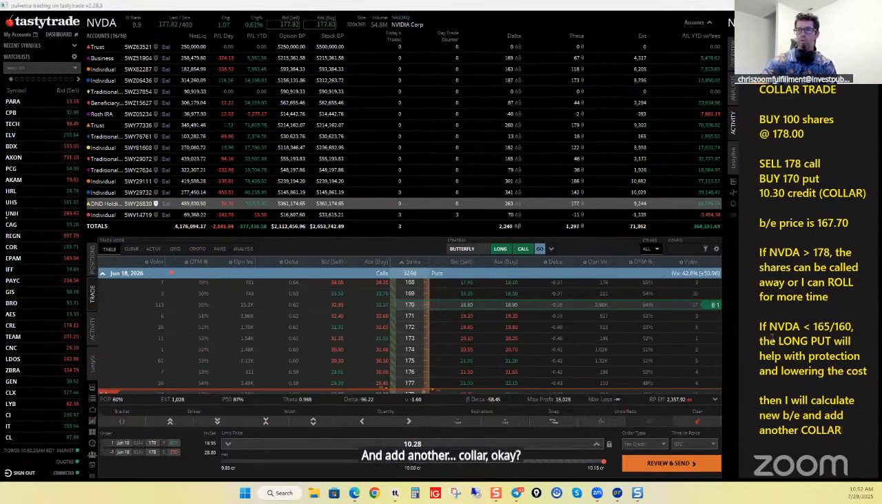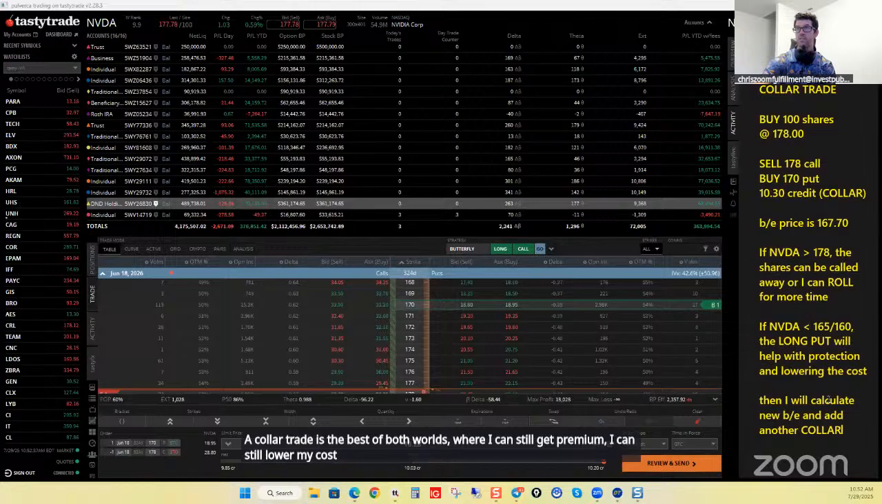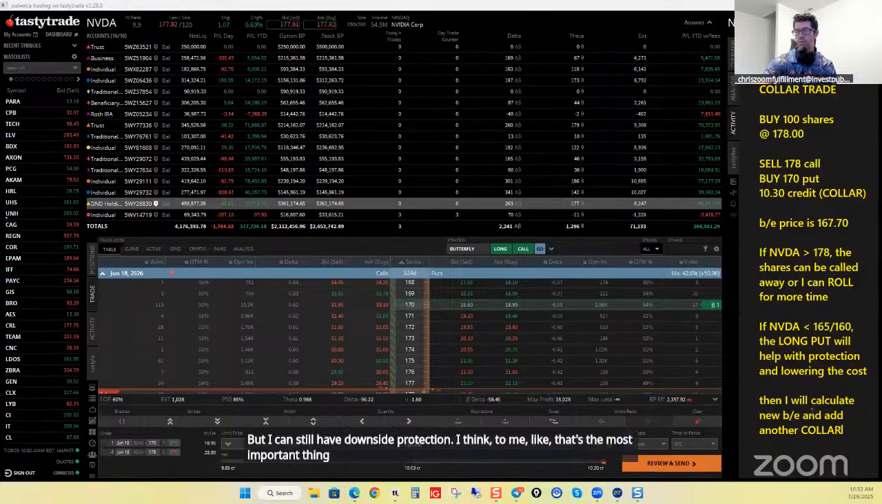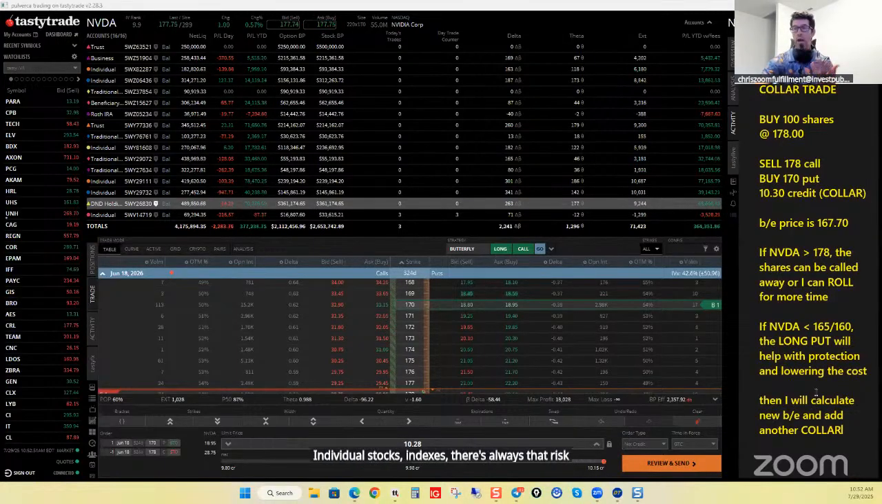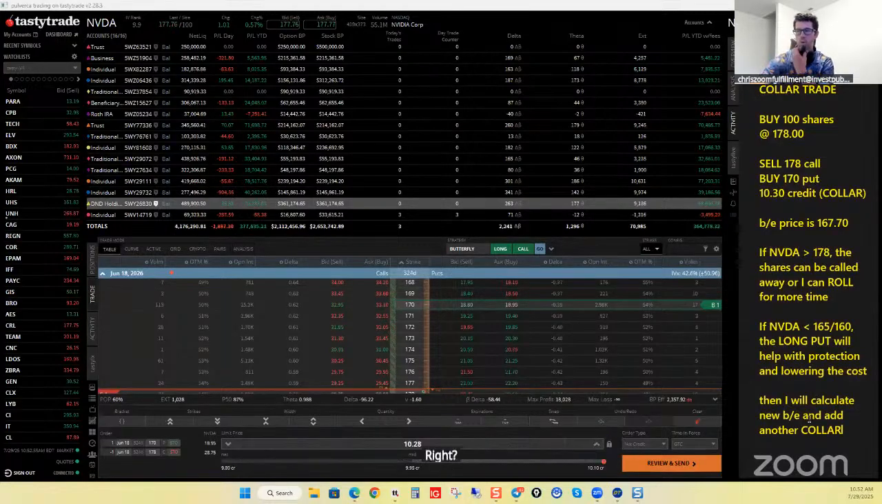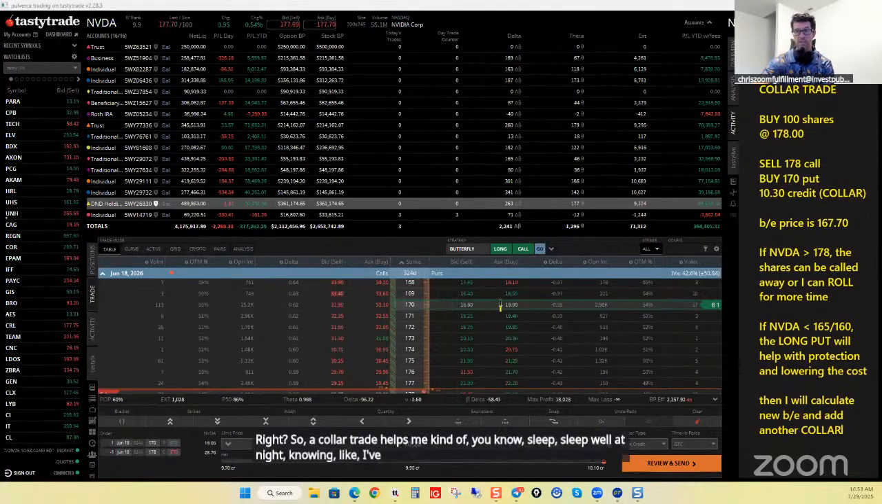A collar trade is, to me, as a trader that's always risk focused, the best of both worlds, where I can still get premium, I can still lower my cost basis, but I can still have downside protection. I think to me that's the most important thing in this environment. We're sitting at all-time highs. There's always that risk of something that pulls us back, individual stocks, indexes, there's always that risk. So I want to buy more stuff at dips. I want to get pullbacks, right? So a collar trade helps me sleep well at night knowing I've got downside protection if something silly happens, but I also get the shares called away or I can just keep rolling for income.